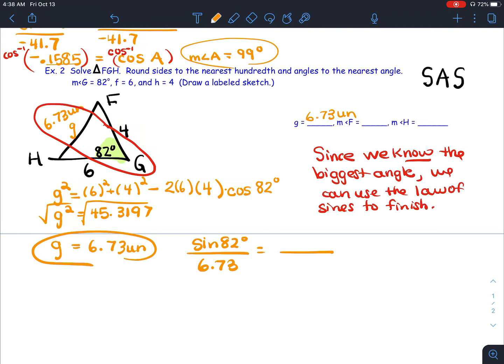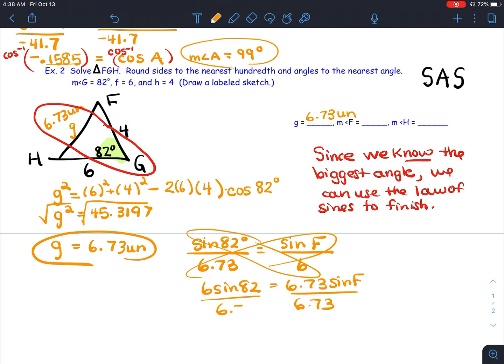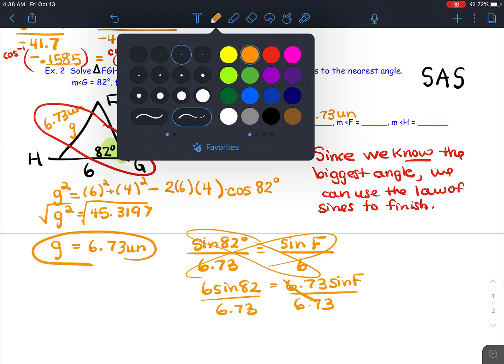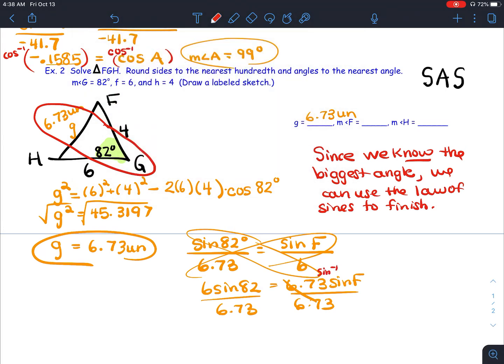It technically doesn't matter which of the other two sides you find next. I'll just find them in order from biggest to smallest. Sine of F divided by 6, and this is what we're quite familiar with, where we just cross multiply and we are solving for angle F. Kind of zip through this here. At the end of this, we need to do the inverse sine to get this F by itself. So this is a really big thing you're going to type into your calculator, but we have been doing that for quite some time now with law of sines. And this would round to 62 degrees for angle F.